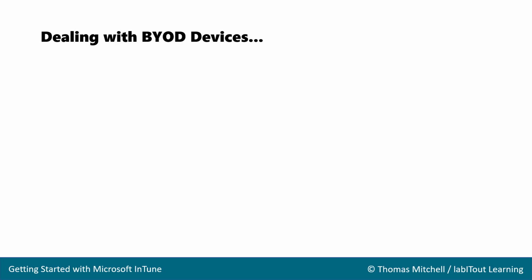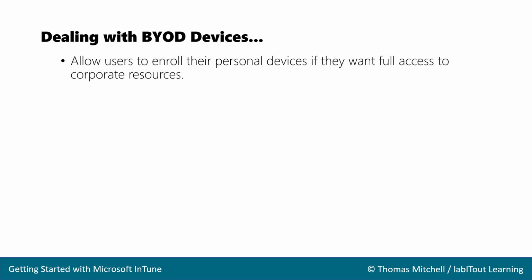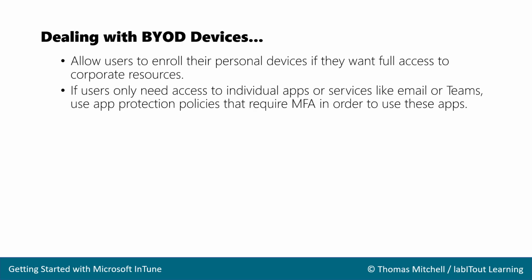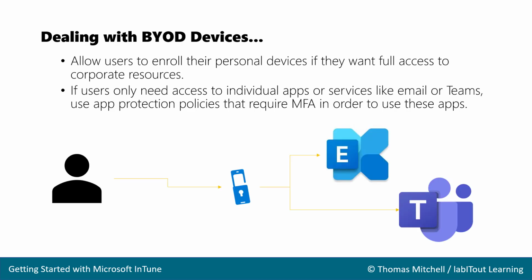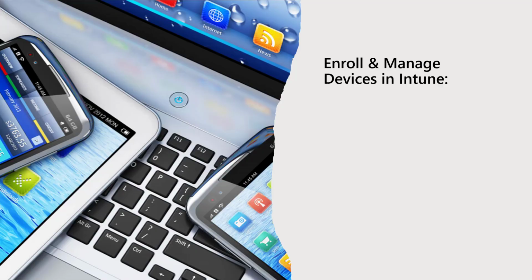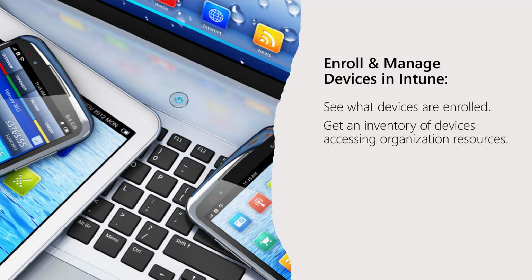For example, you can allow users to enroll their devices if they want full access to corporate resources from those personal devices. However, if users only want access to things like email or Microsoft Teams, you could use app protection policies that require MFA in order to use these apps. By enrolling and managing devices in Intune, you can see what devices are enrolled. You can get an inventory of devices that are accessing your organization resources. You can configure devices so they meet security and health standards.